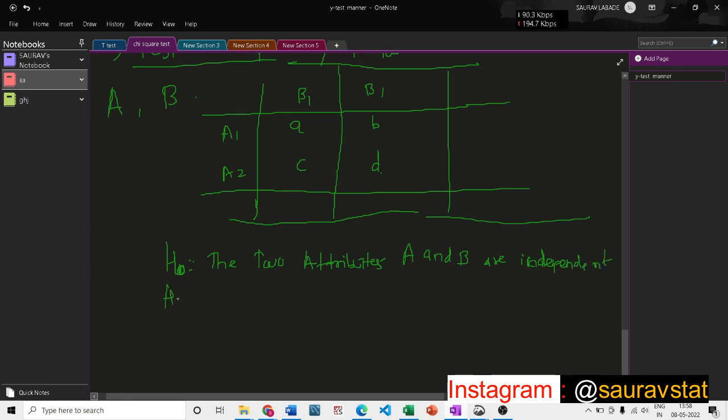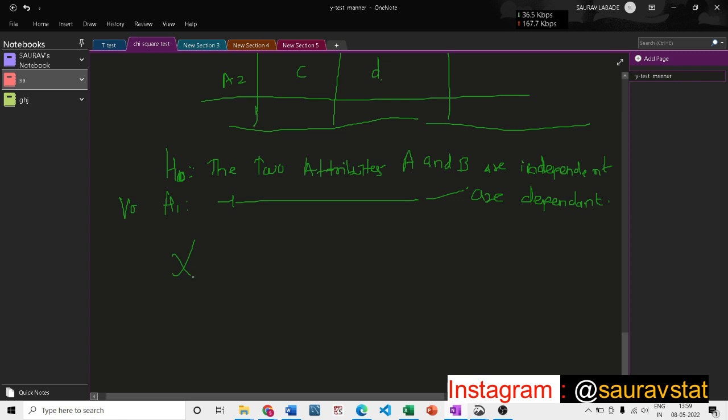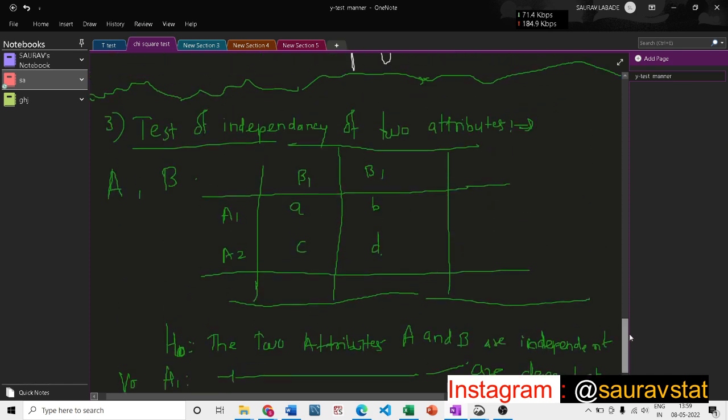And what will be my alternate hypothesis then? The two attributes A and B are dependent. Then what will be the test statistic in this case? I have to find the chi-square with (r minus 1) into (c minus 1) degrees of freedom, that means row minus 1 and column minus 1. What is the test statistic? It is capital N. Now what is this value?